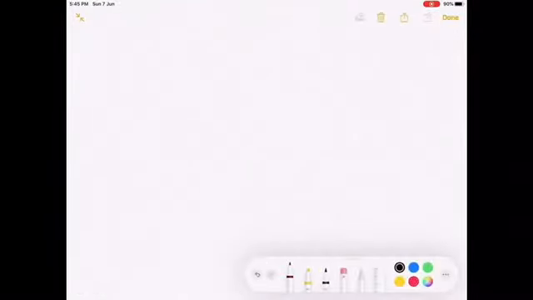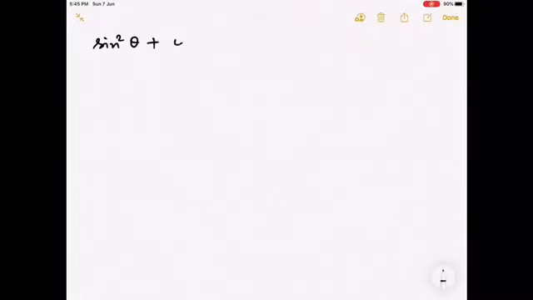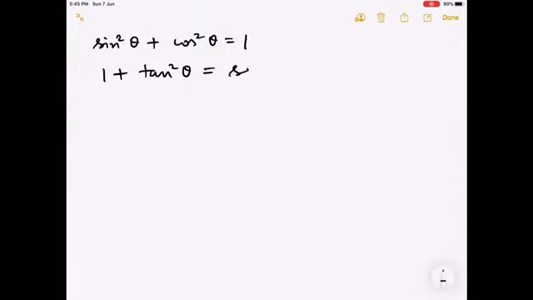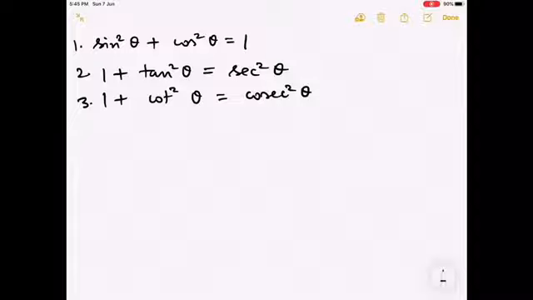So let us see what are those 3 square relations. As I wrote the first one, the first square relation is sin square theta plus cos square theta is equal to 1. The second square relation goes like this: 1 plus tan square theta is equal to sec square theta, and the third one is 1 plus cot square theta is equal to cosec square theta. So 1, 2, 3. These are known as the 3 square relations.